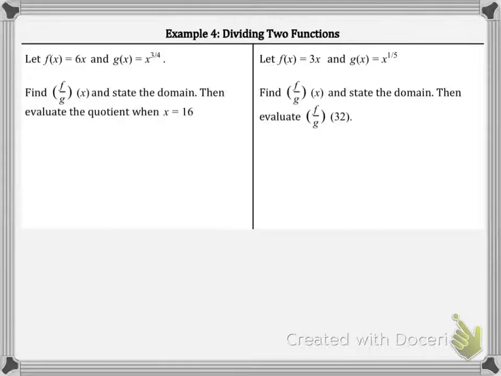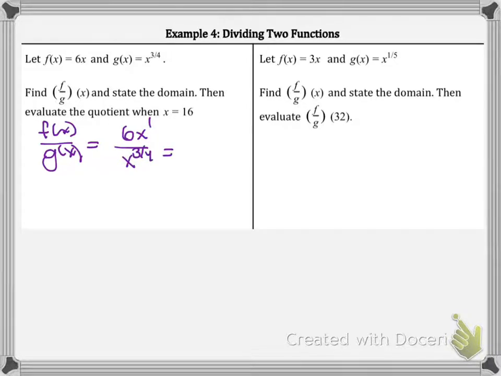Here's our last example, performing function operations, and we're going to be dividing two functions. So we have f over g of x, state the domain, then evaluate the quotient when x equals 16. So we know we're taking f of x divided by g of x. So f of x is 6x over x to the 3/4.